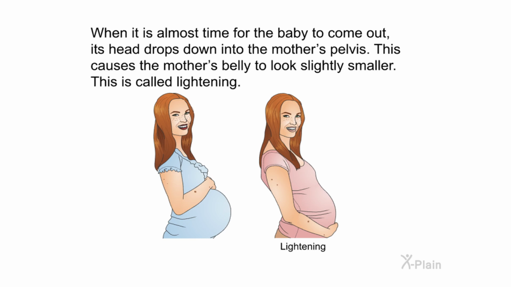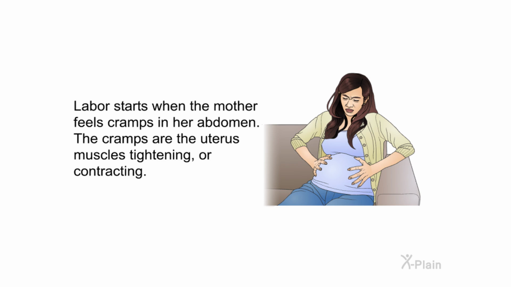When it is almost time for the baby to come out, its head drops down into the mother's pelvis. This causes the mother's belly to look slightly smaller. This is called lightening. Labor starts when the mother feels cramps in her abdomen. The cramps are the uterus muscles tightening or contracting.